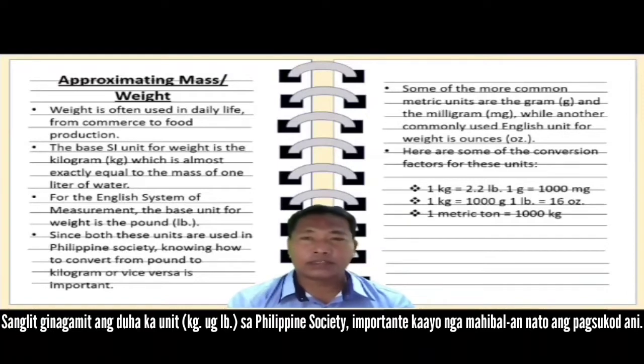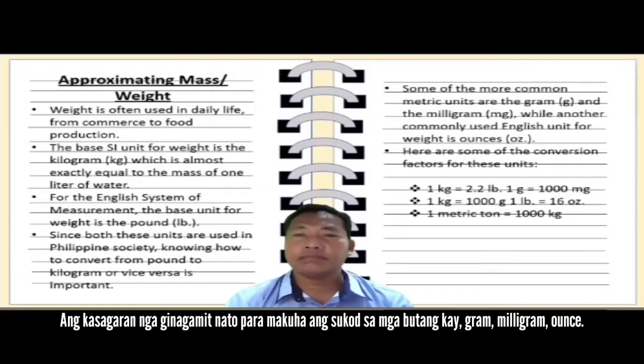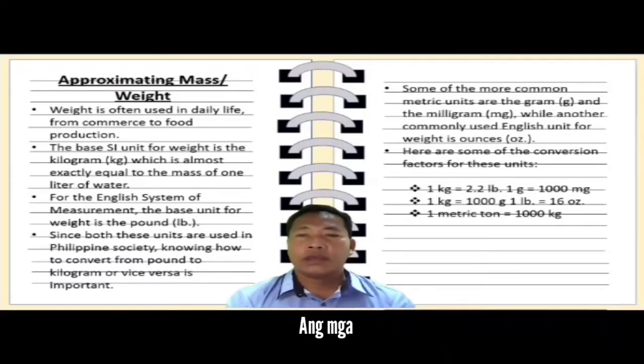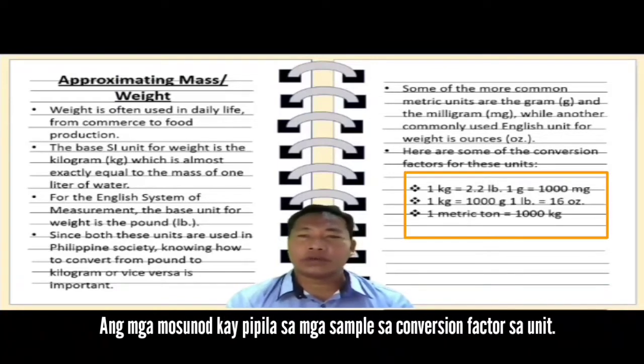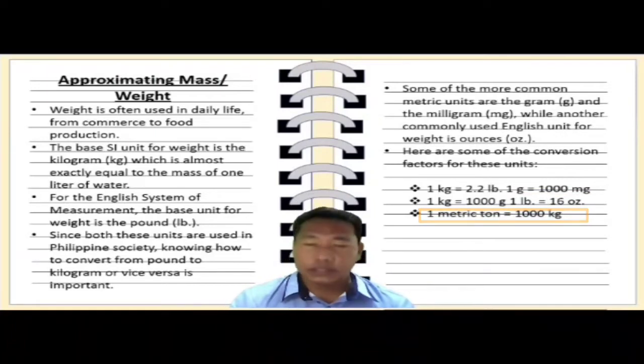Some of the more common metric units are the gram and the milligram, while another commonly used English unit for weight is the ounce. Here are some of the conversion factors of these units. 1 kilogram is 2.2 pounds, 1 gram is equal to 1000 milligrams, 1 kilogram is 1000 grams, 1 pound is equal to 16 ounces, and 1 metric ton is equal to 1000 kilograms.